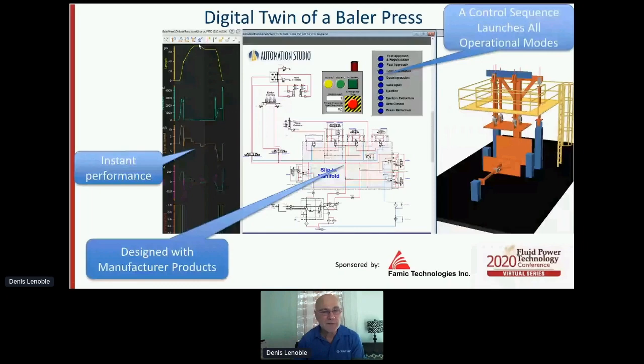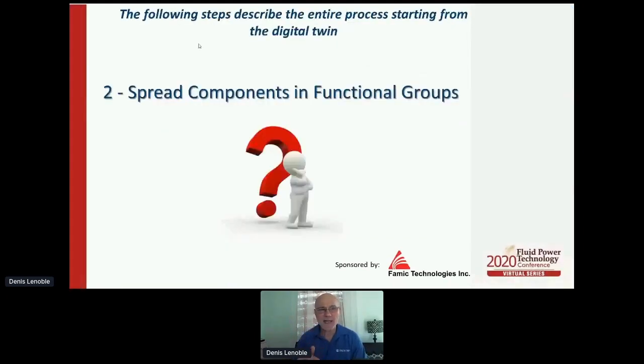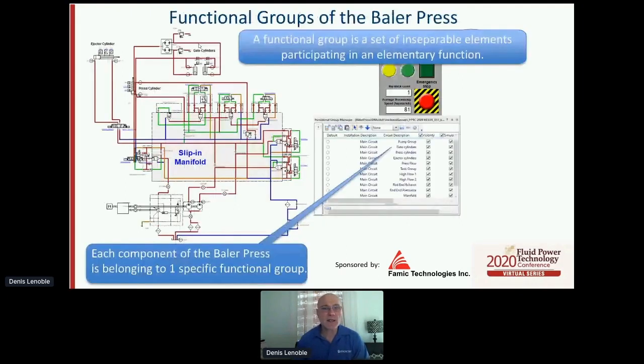Now, we have to take this digital twin, and the first step is to spread components into functional groups. The following steps, I think there are 3 or 4, will be described. If you accumulate those steps, they will describe the entire process to conduct the FMEA. The starting point, as I told you, is the digital twin. Here we have a definition to give. A functional group is a set of inseparable elements participating in an elementary function.